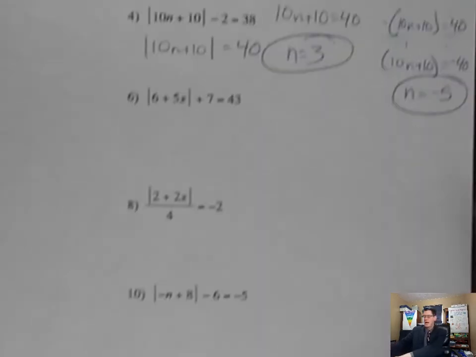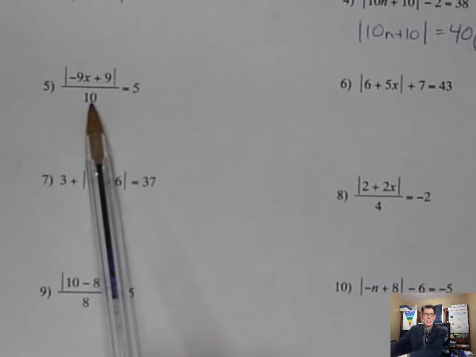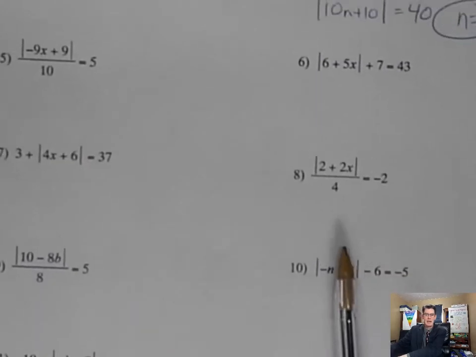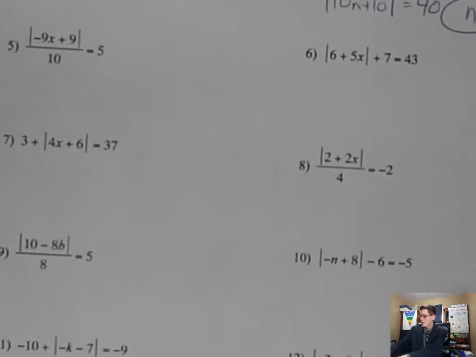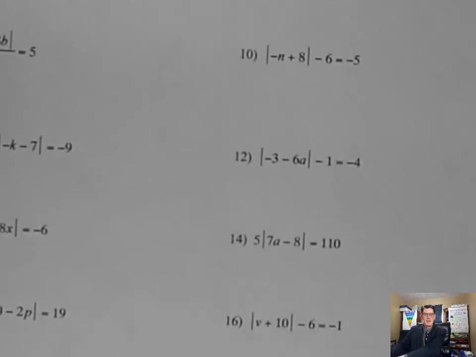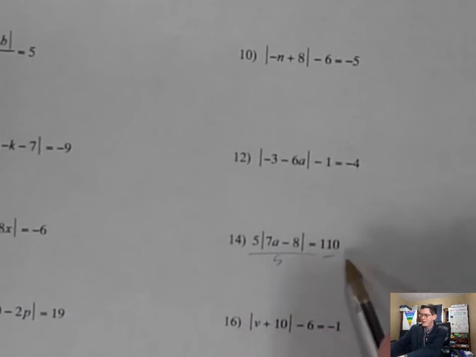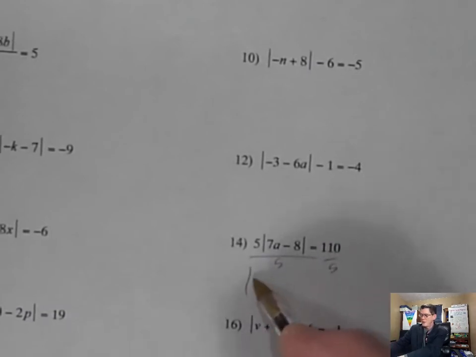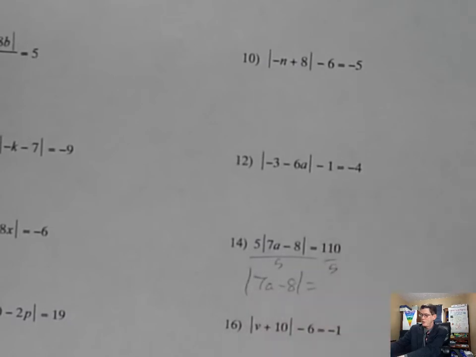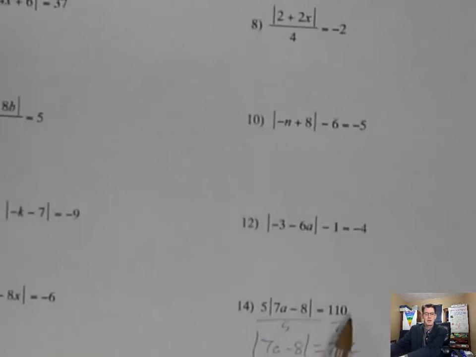Now, on the same lines, there's these added steps you'll be doing. If you have the entire side divided by a 10, divided by an 8, divided by a 4, where's one where it's multiplied? Number 14, times by a 5. The way to get past that is just divide the entire side by 5 first on this one. So you end up with, that goes into it 22 times. So you end up with that. If the entire side of the equation is affected by a multiply or divide, just undo that first.